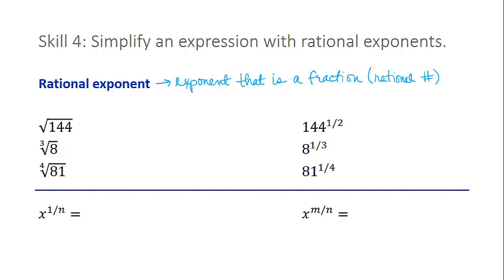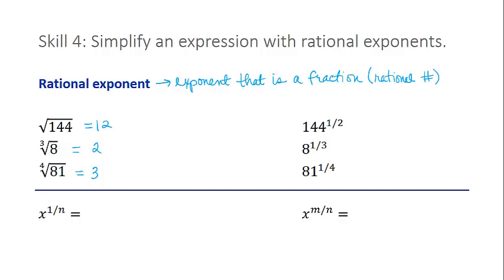I wanted to ask you first to compare something. What is the square root of 144? The square root of 144 is 12. The cube root of 8 means what do I cube to get 8? And that is 2. The fourth root of 81 is what do I raise to the fourth to get 81? And that would be 3.